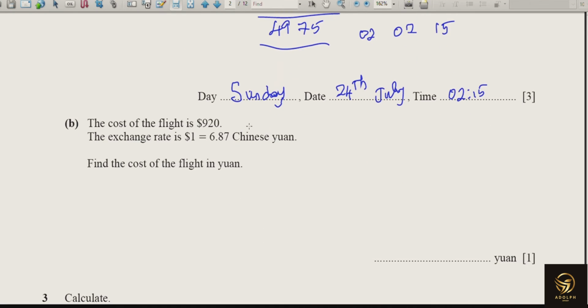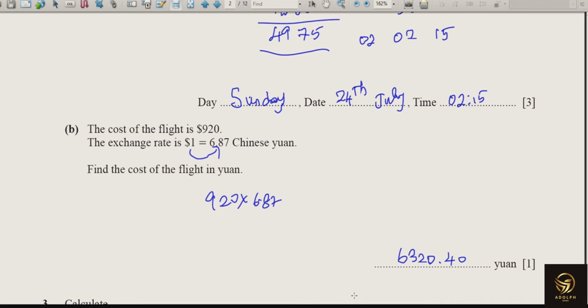Next, the cost of the flight is $920. The exchange rate is $1 is 6.87 Chinese yuan. Find the cost of the flight in yuan. So just we are moving from left to right. You just multiply this 920 by 6.87. So it's going to be simple. We are getting 6320.4. So maybe we can write this 4 as 40 because it's a cost rate, so that we can write it with 2 decimal places.